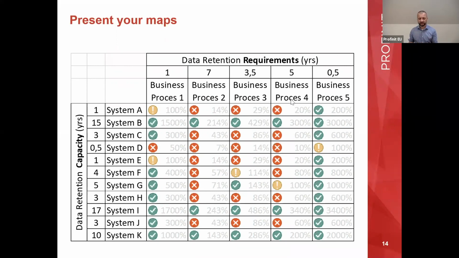So if I collect metadata like this on the level of systems and processes, I can very easily combine it and put it into a heat map. And I will see, for example, that hypothetically, and again, it's a very simplified example, system B would suffice for all the business processes theoretically, while system D would not suffice for almost any of those processes because it contains only 6 months of data.